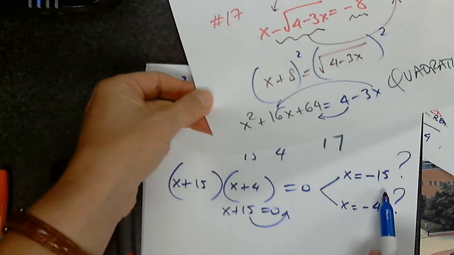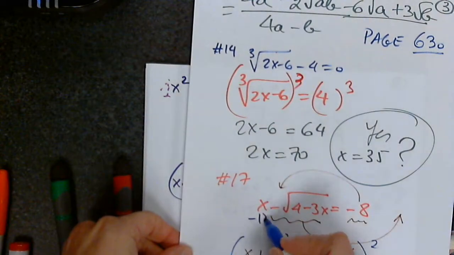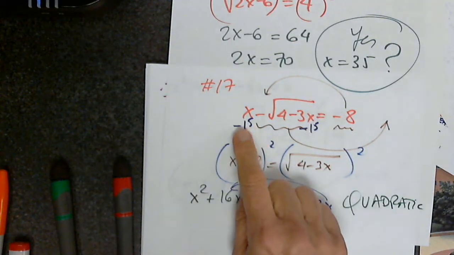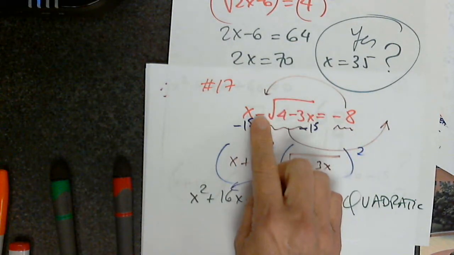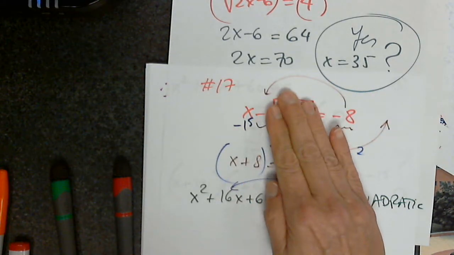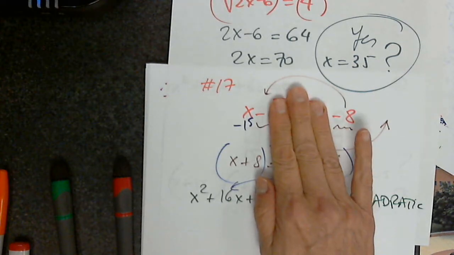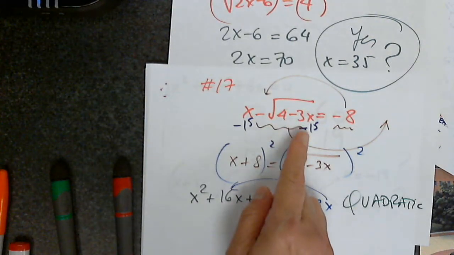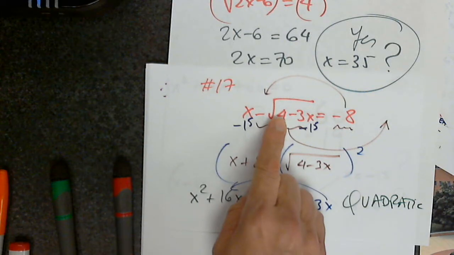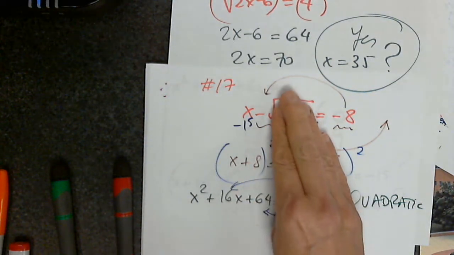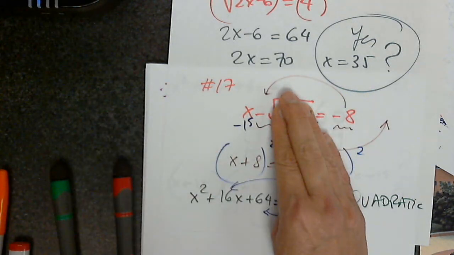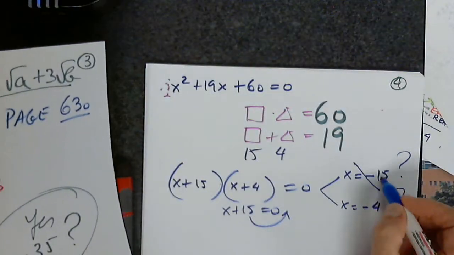So I have no choice but to go back to the original problem and make x negative 15, and let's see what we get. So negative 15 minus a number equals negative 8. But this is a positive number with a minus in front. Is that possible? No. Let's check. Negative 3 times negative 15 is positive 45. Positive 45 plus 4 is positive 49. The square root is 7. Negative 15 minus 7, is that negative 8? No. As we expected, not.